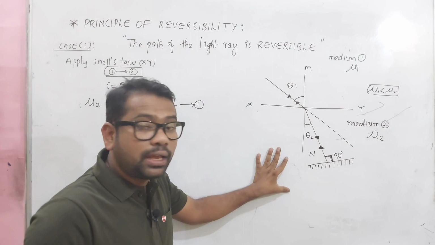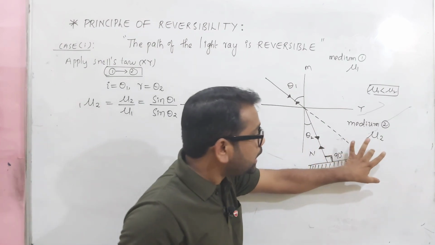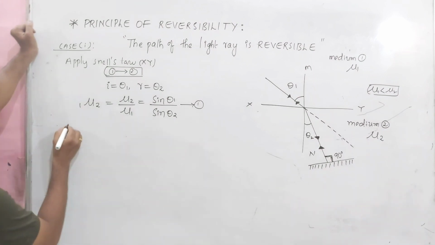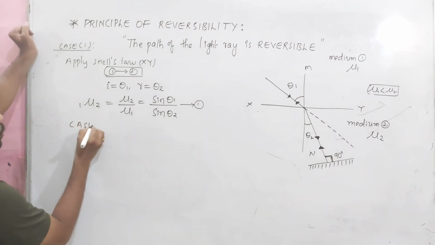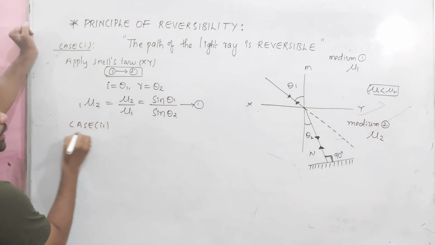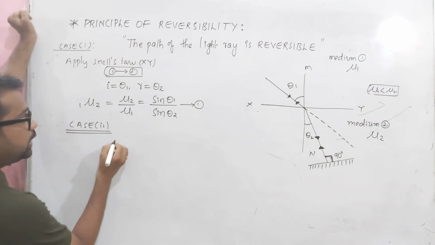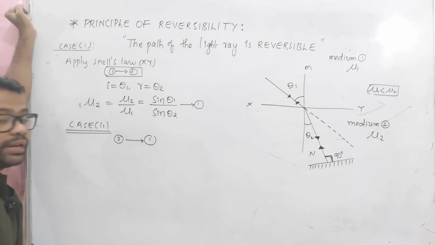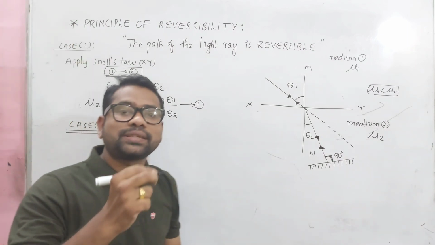Now, in this case, light is moving from the second medium to the first medium. So, it's very important. Now, look here. This is what we will take as case 2, where the light ray is moving from medium 2 to medium 1. So, it is very important. Now, let us apply Snell's law.